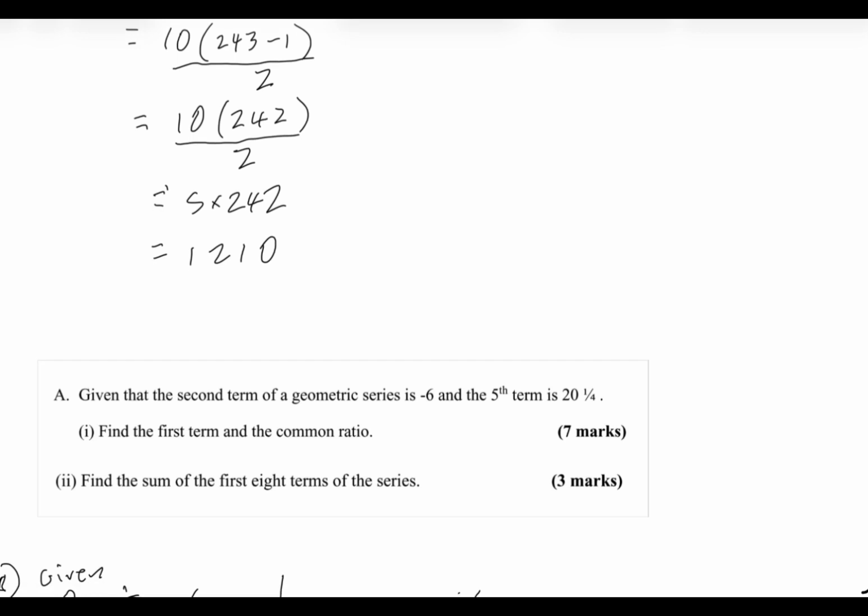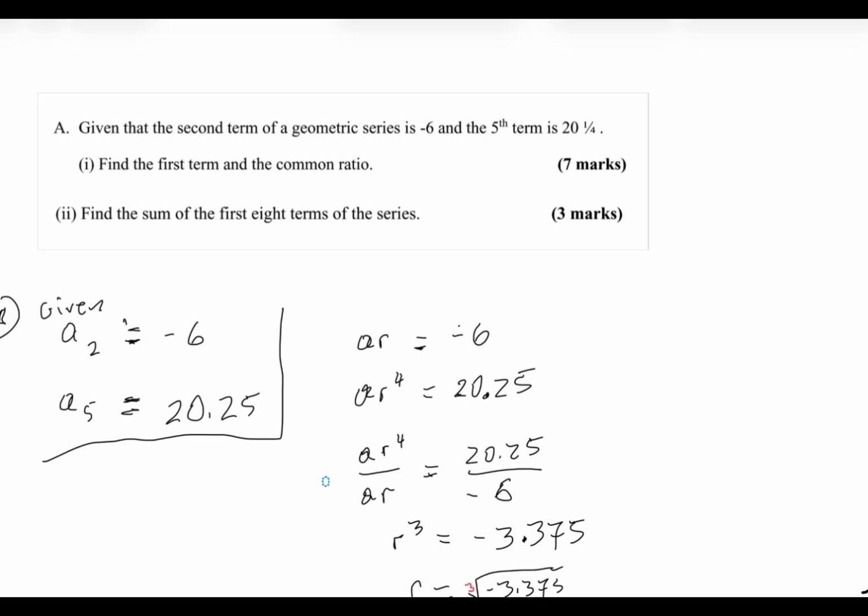Next example. Given that the second term of a geometric series is -6 and the fifth term is 20 1/4, and these are past paper type questions. Find the first term and the common ratio. And part 2, find the sum of the first 8 terms of the series. Let's look at our given information. We're given that a sub 2 is equal to -6, and the fifth term, a sub 5, is equal to 20 1/4, so that's 20.25.